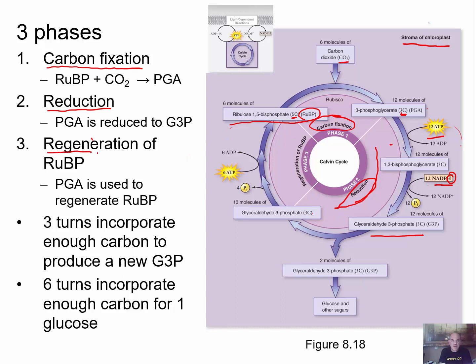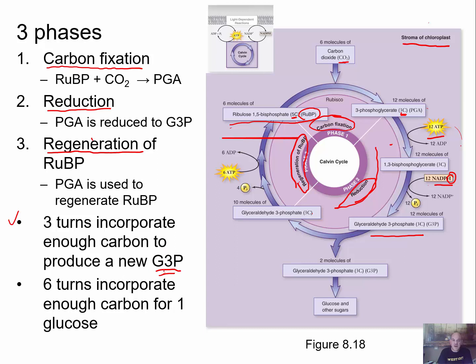So we have to regenerate the ribulose bisphosphate so that it can go and fix another carbon dioxide. So here is your regeneration phase. It's important to note here, as stated right here on the slide, that we have to go 3 times through this cycle to get one simple 3-carbon sugar called glyceraldehyde 3-phosphate. So you've got to go 3 times to get just one.